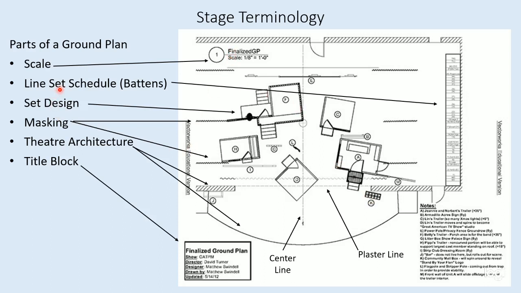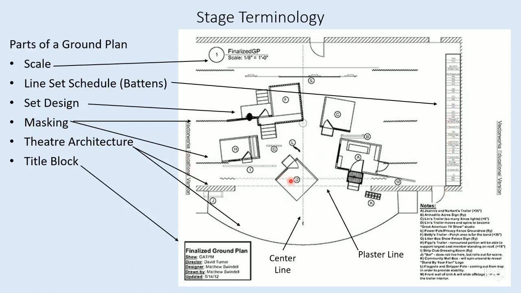This drawing includes the line set schedule, or where the battens are. So this is a list of where each one of the battens are located in the space, and it looks like they even have information on there about what each batten is doing. Right? So this one might be a wall. It looks like there's a set of cyc legs. I can read cyc right there. There's another set of legs right here. So this is an allocation of the battens overhead.